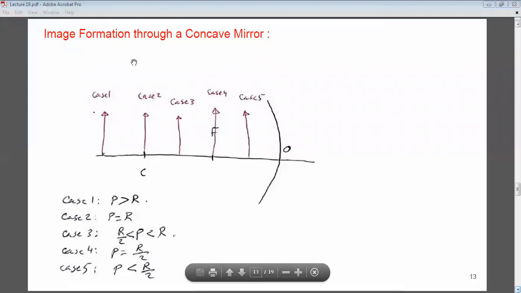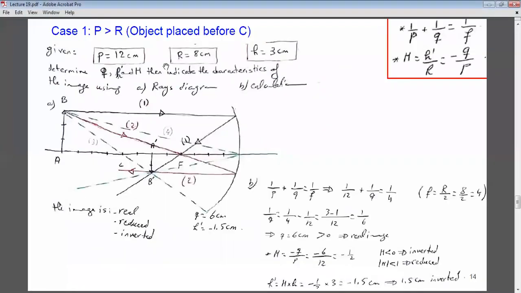Let's start case by case. The first case is P bigger than R. For example, assume R equals 8. R equals 8 implies C is far from the mirror by 8 points: 1, 2, 3, 4, 5, 6, 7, 8. So R is 8. P is 12, so I have to go another 4 points: 1, 2, 3, 4. This is where the object is, and H is 3.